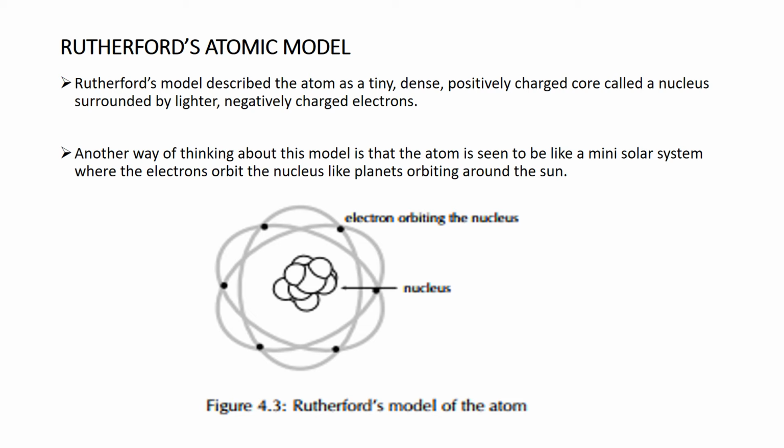Then Rutherford came up with his atomic model based on the gold foil experiment. His model described the atom as a tiny, dense, positively charged core called a nucleus surrounded by lighter, negatively charged electrons. And another way of thinking about Rutherford's atomic model is that it's a mini solar system where the electrons orbit the nucleus like planets orbiting around the sun. So the nucleus is like the sun, and the electrons are like the planets that orbit around the sun, as you can see in figure 4.3 below. So you have the electrons orbiting the nucleus, and you have the nucleus at the center.